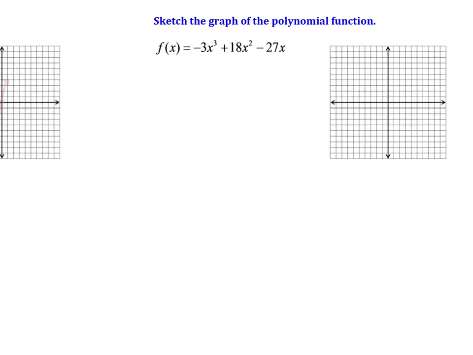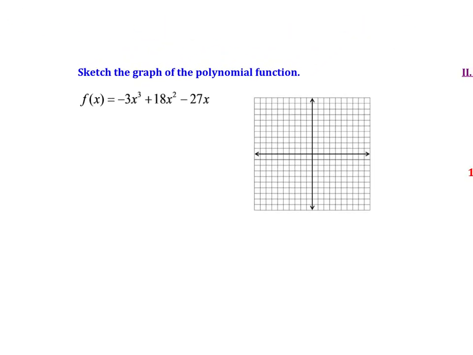Let's see another one. We want to sketch the graph. We have negative 3x to the third power plus 18x squared minus 27x. First and foremost, I'm noticing we have a negative lead coefficient with an odd degree. So negative lead coefficient means the right arrow is pointing down. Odd means the left arrow is pointing up. And in between, we have some sort of squiggly action.